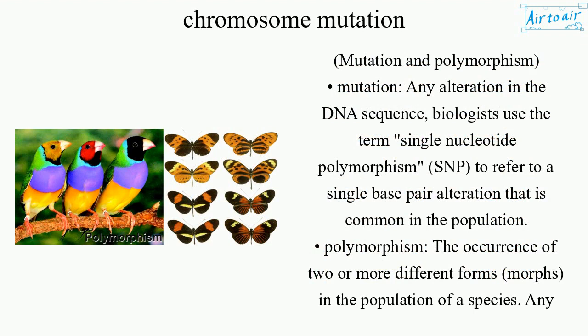Mutation and polymorphism. Mutation: any alteration in the DNA sequence. Biologists use the term single nucleotide polymorphism, SNP, to refer to a single base pair alteration that is common in the population. Polymorphism: the occurrence of two or more different forms, morphs, in the population of a species.